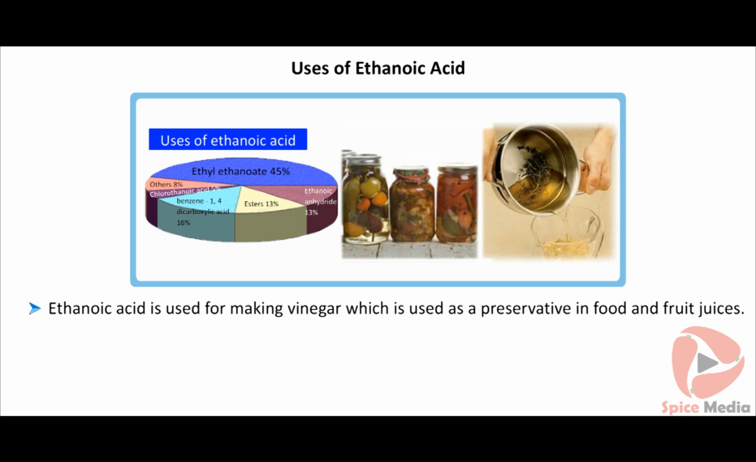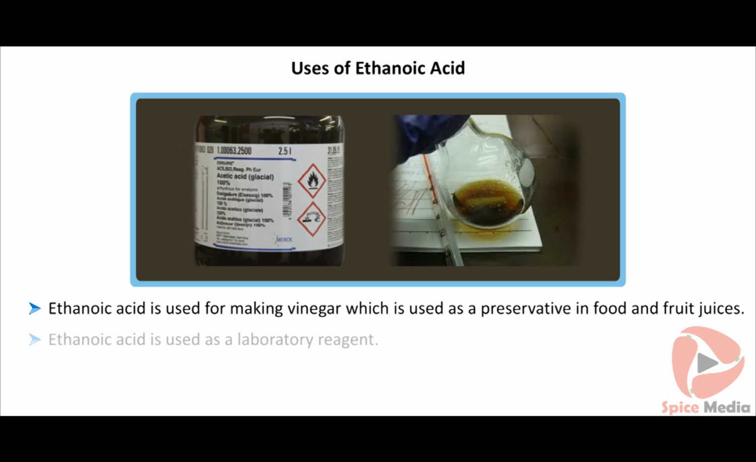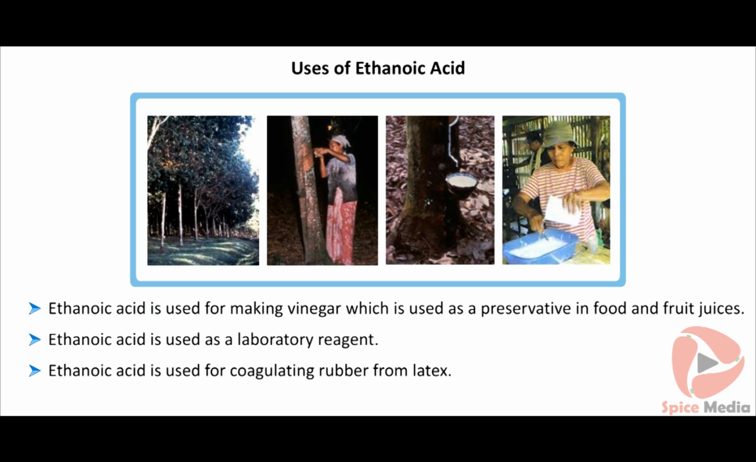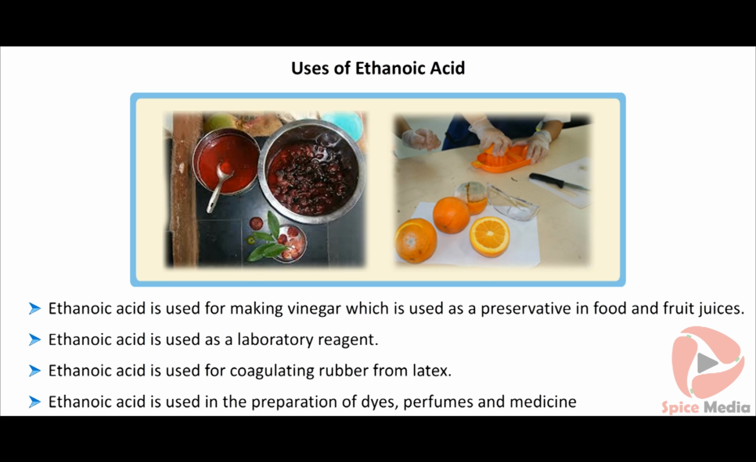Ethanoic acid is used for making vinegar, which is used as a preservative in food and fruit juices. Ethanoic acid is used as a laboratory reagent. Ethanoic acid is used for coagulating rubber from latex. Ethanoic acid is used in the preparation of dyes, perfumes, and medicine.